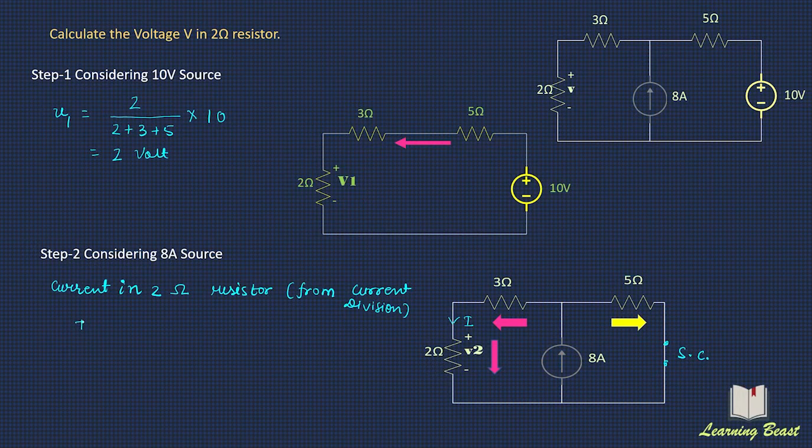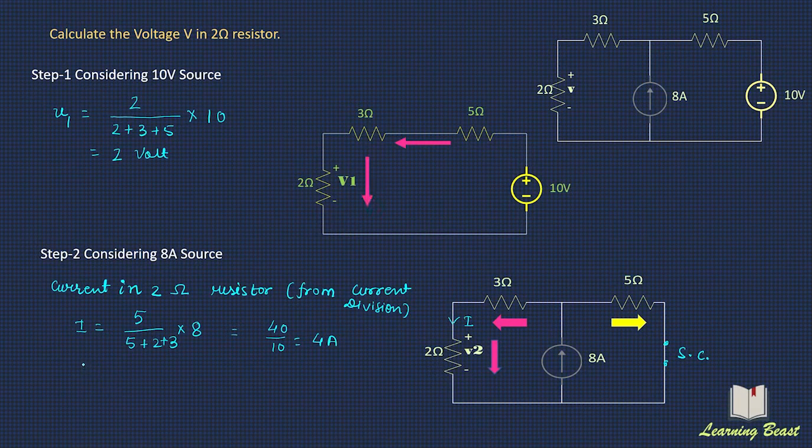So I is equal to the resistance of the branch which is in parallel with this branch. So this is the resistor 5 which is in parallel with this branch. So 5 divided by 5 plus 2 plus 3, into the supply current, the current which will divide into two branches. So this is equal to 40 divided by 10, which is equal to 4 ampere.